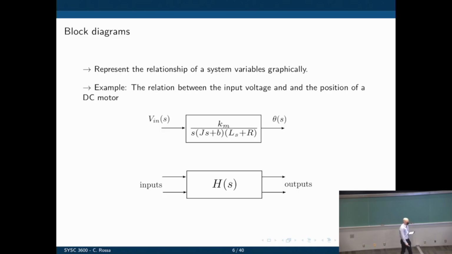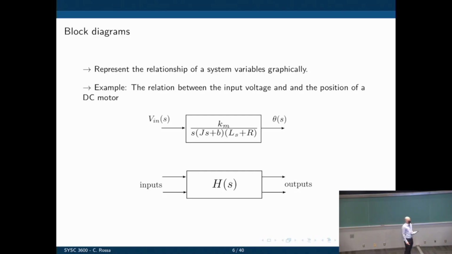So before we go into that, let's just do a quick summary of what we saw in the last lecture. We came up with block diagrams to simulate a system, and the idea was to represent them using graphical representation. Here again is the relation between the input and the output of a system. In this particular case, we're dealing with voltage input to a DC motor, and the output is its angular position.